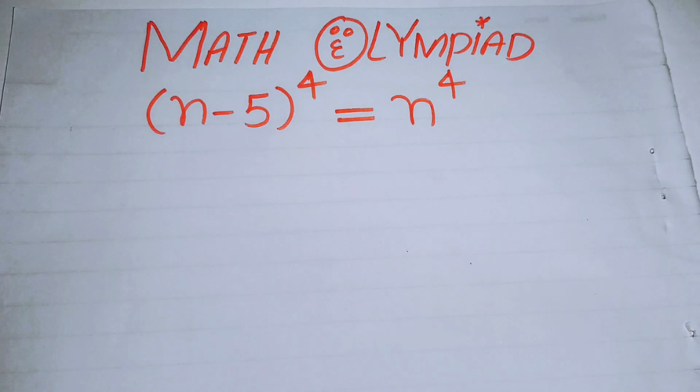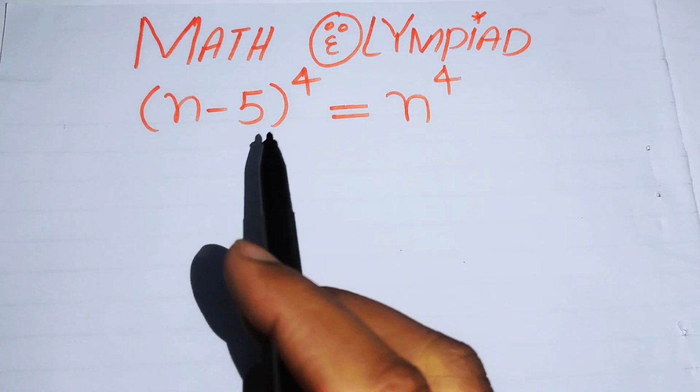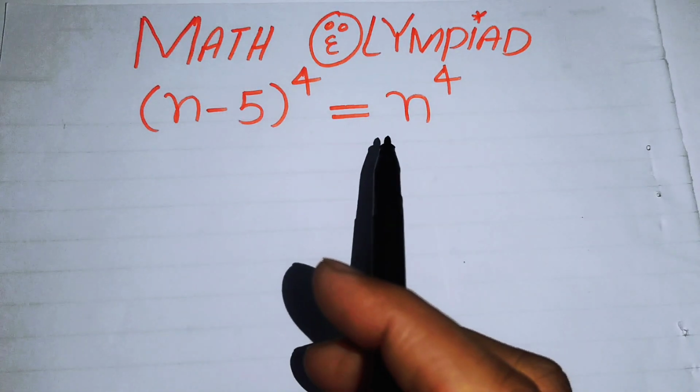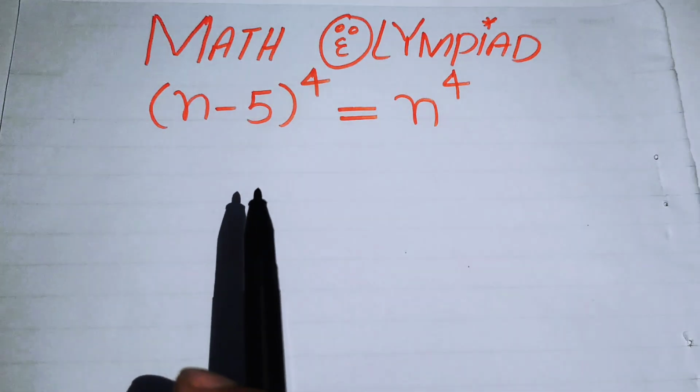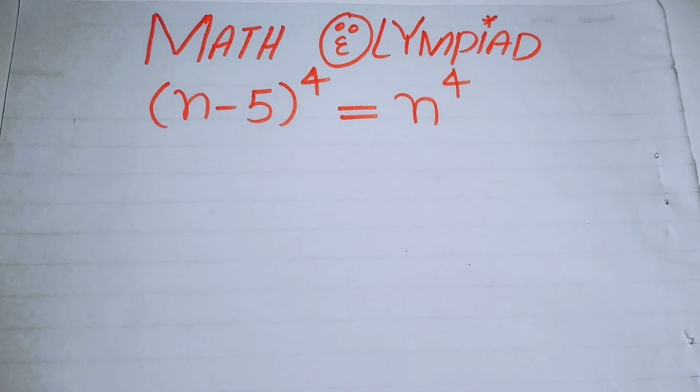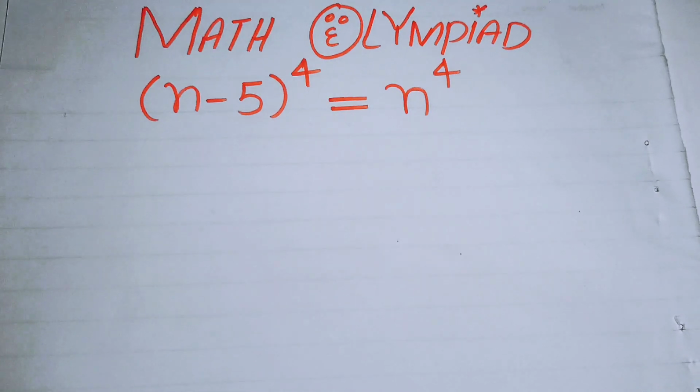In this video we are going to solve this nice math Olympiad algebraic problem, and here we have (n minus 5) to the power of 4 equals n to the power of 4, and we will solve this problem for the values of n. So here we find all the roots of this nice equation.